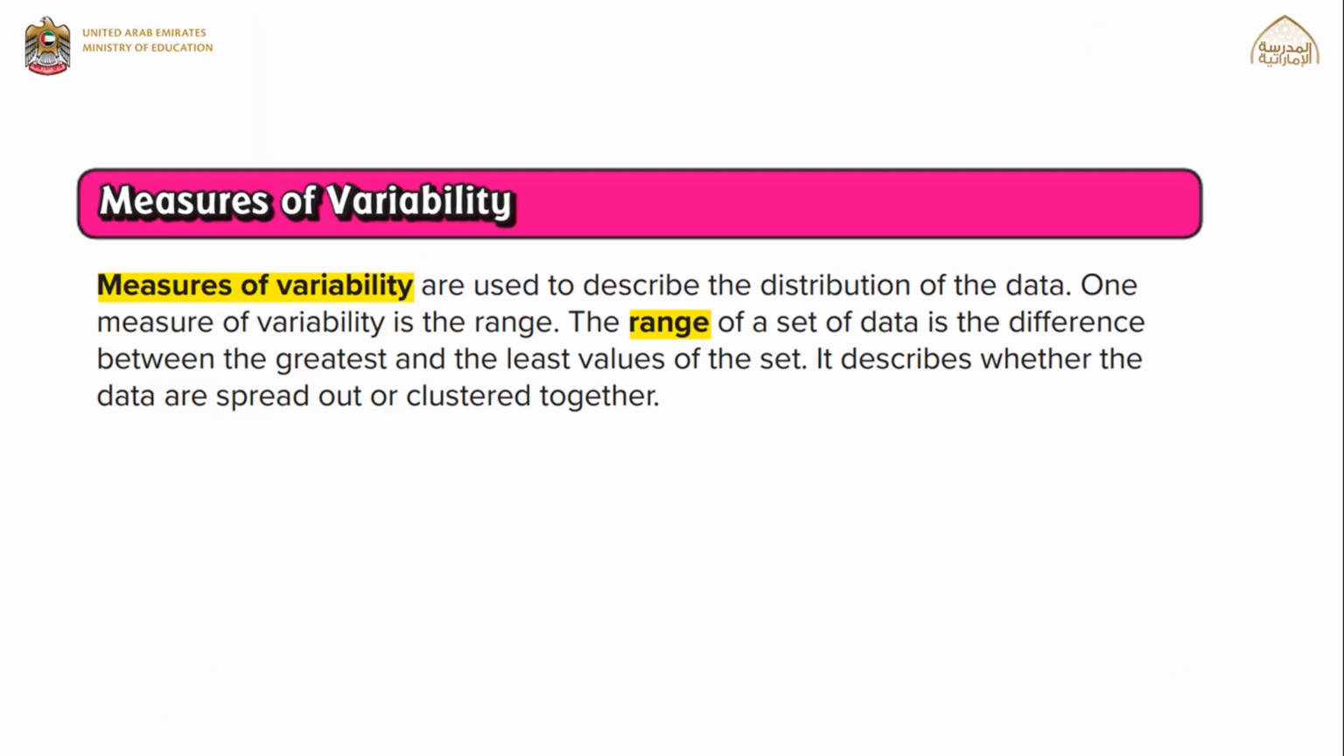Measures of variability are used to describe the distribution of the data. One measure of variability is the range. The range of a set of data is the difference between the greatest and the least values of the set. It describes whether the data are spread out or closer together.